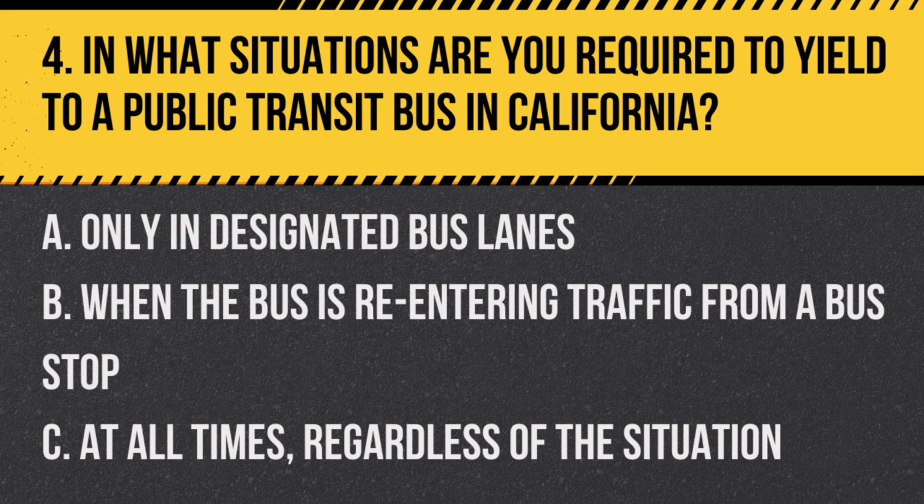Question 4. In what situations are you required to yield to a public transit bus in California? A. Only in designated bus lanes. B. When the bus is re-entering traffic from a bus stop. C. At all times, regardless of the situation.